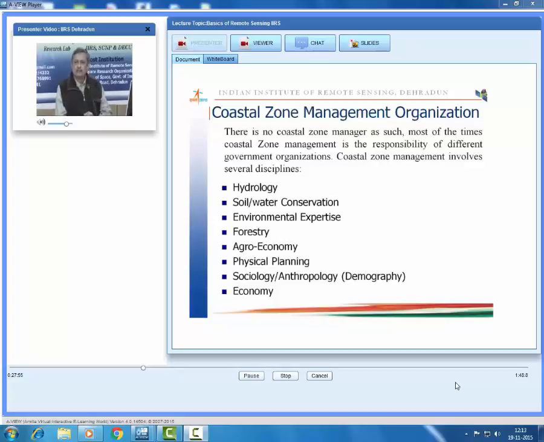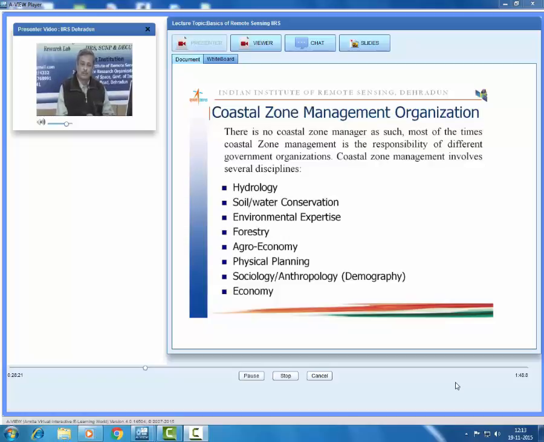Coastal zone management involves several disciplines, but these bullets are not the full list. This is a very partial list. Most important disciplines like hydrology, soil and water conservation, you need environmental expertise, forestry, agroeconomist, physical planners, sociology and anthropology, because the coastal people, local people, they should be part of your management system. Otherwise, your management system will never be successful.